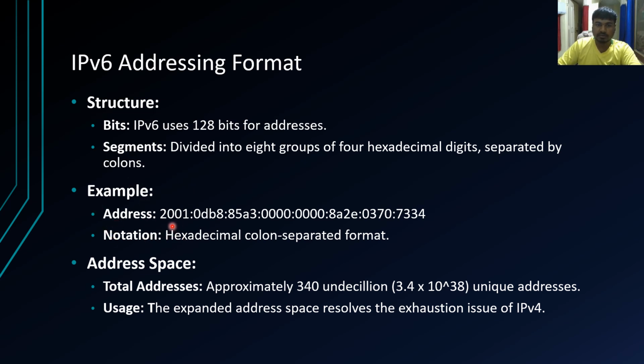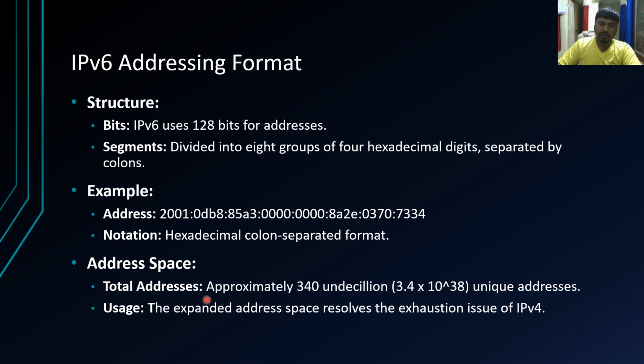The example is 2001:0DB8:85A3:0000:0000:882E:0370:7334. As you can see, instead of periods or dots, it is using colons in the addresses, and it is divided into 8 groups of 4 hexadecimal digits. So the notation it is using is hexadecimal colon-separated format.